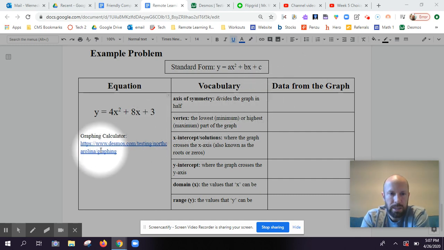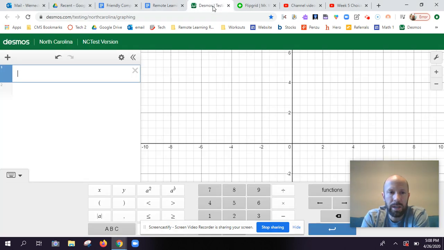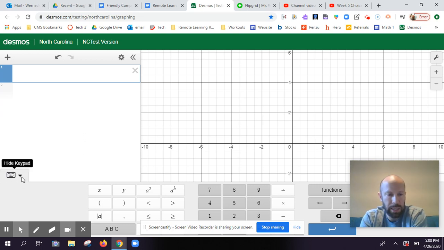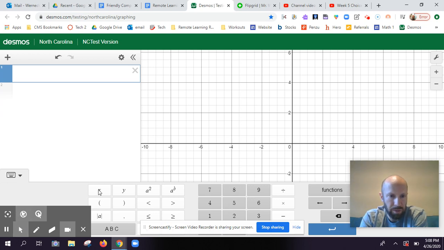So let's click on this link here. This link, when you click on it, will open up here. I already pulled up the keyboard here. The keyboard more than likely is not there for you. It's more than likely hidden down here. So there would be an up arrow. If you hit the up arrow, you will see this appear.